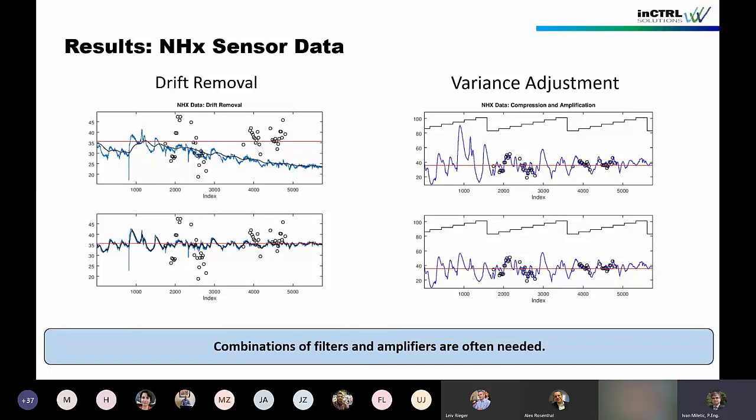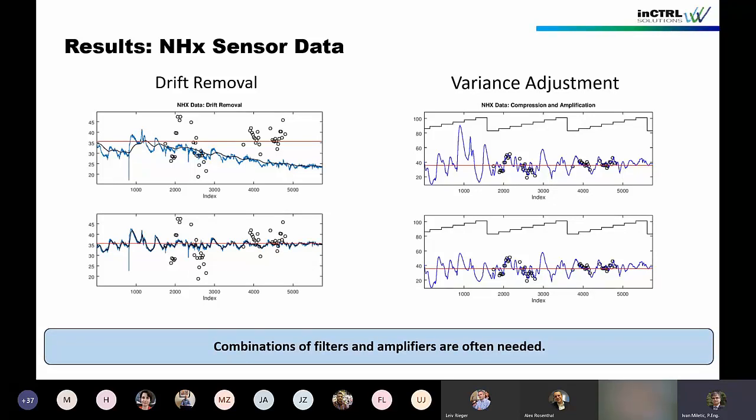a variance adjustment. Again, the plot on the left shows you the drift removal. The blue are the data, and the black line in the top left-hand plot is the time series model that's fitted, but it's detuned to act as a low pass filter for that signal, and then you can subtract that off and then add back the lab values so that the lab values can coincide with the sensor.